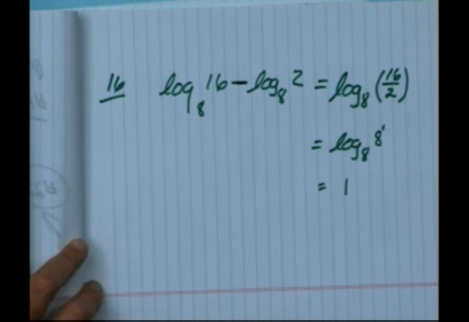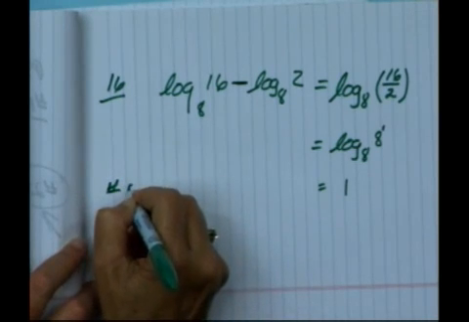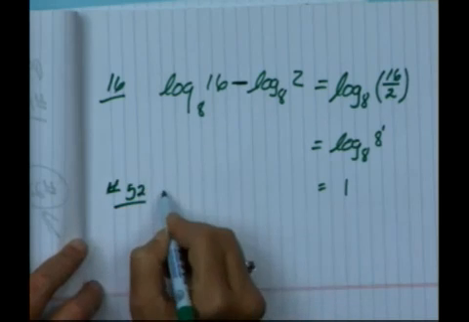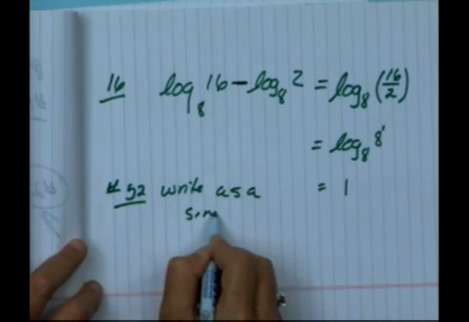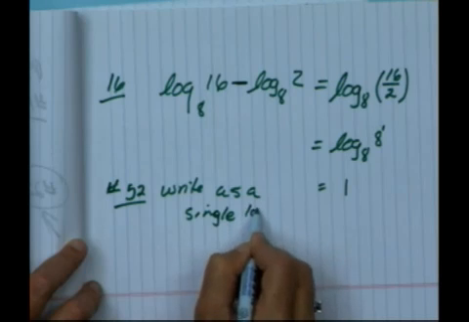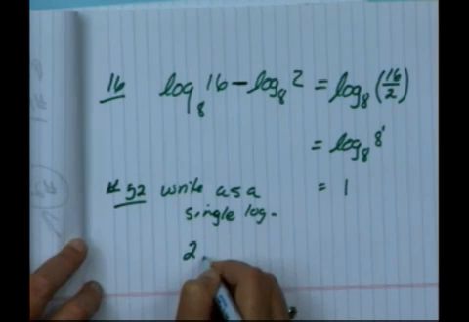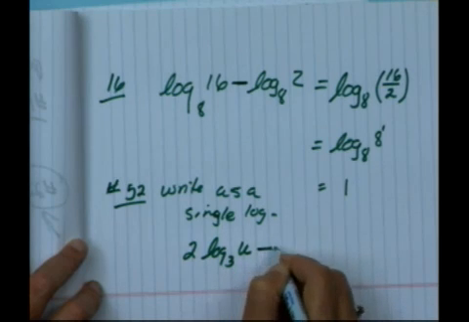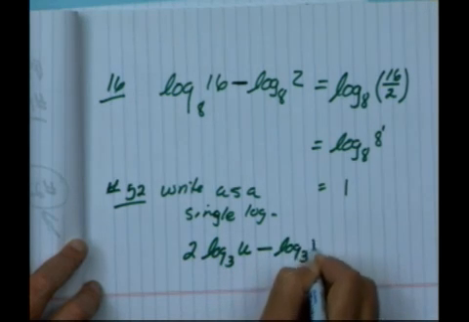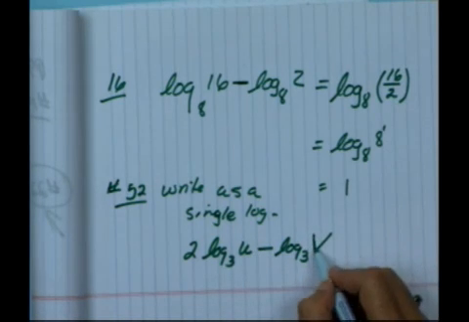Okay? Everybody good? Let's go to number 52. Write as a single logarithm, which just means use all your properties to write as a single logarithm. 2 times log to the base 3 of u minus log to the base 3 of v. Be careful when you're using v so you can tell the difference. And it wants us to write it as log to the base 3 of something.